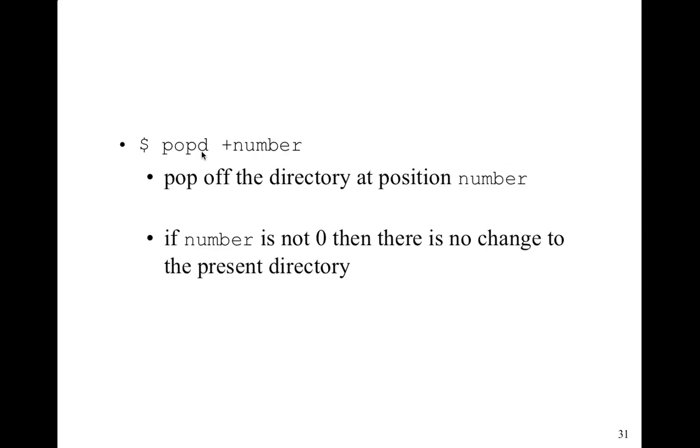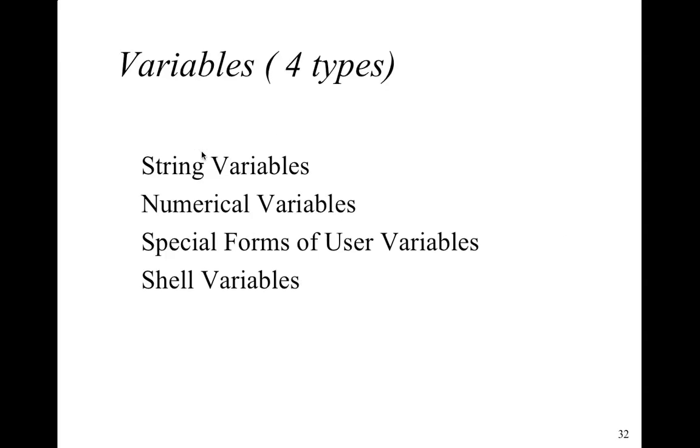Back to the lecture. Push D, pop D. Pop D pops off the directory of a position number. If the number is not 0, then there's no change to the present directory. If you have nothing to push on, nothing to pop off, there's no change, you're not really doing anything. So that was the information in terms of the shells and the features that are associated with traversing the directories, the file system, and the inodes in a Linux environment.